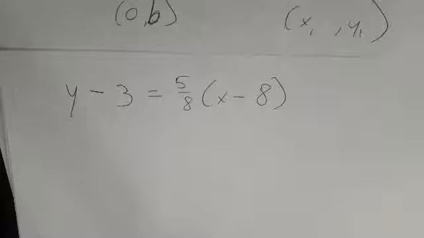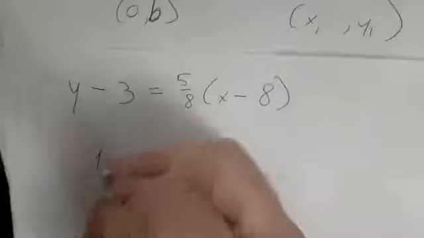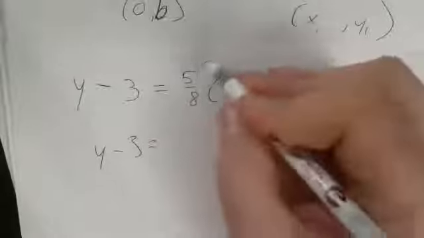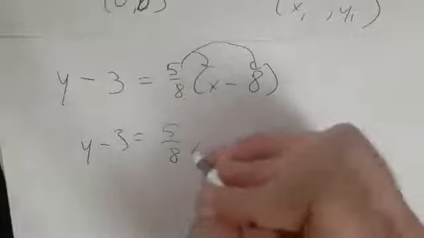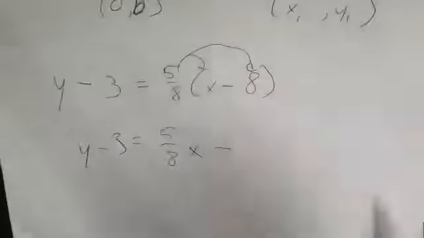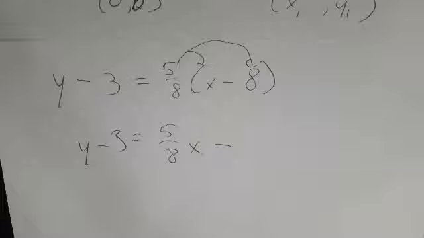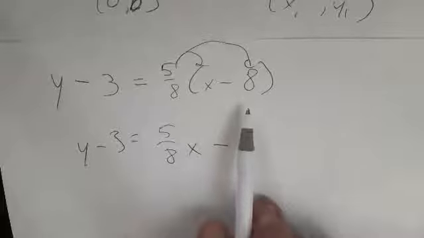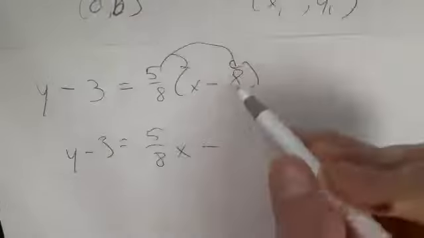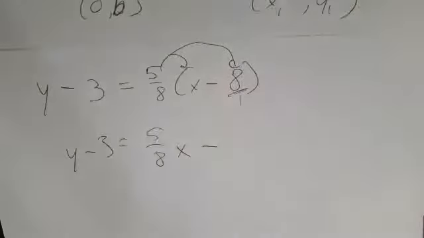Oh, I see it now. So you just distribute 5/8. I remember you touching on this in your video. So 5/8 times x is 5/8 x. 5/8 times negative 8 is going to be what? Let me work that out. It's 40 over 8.